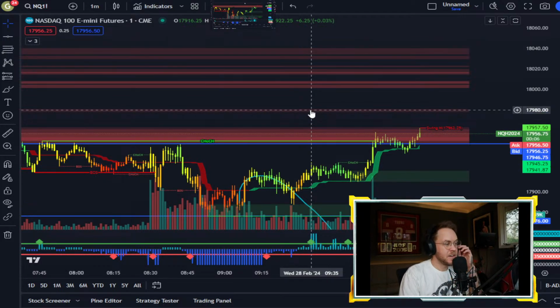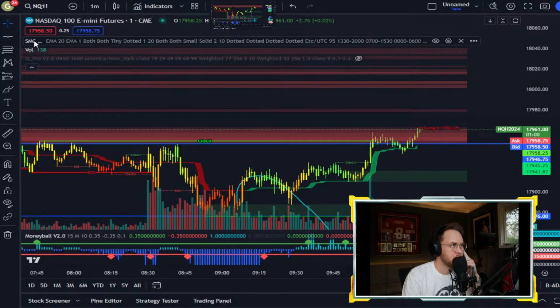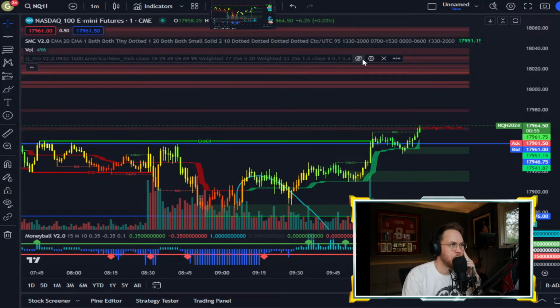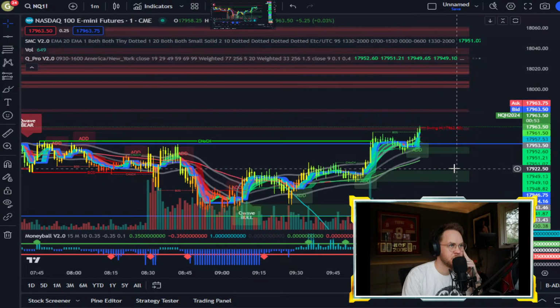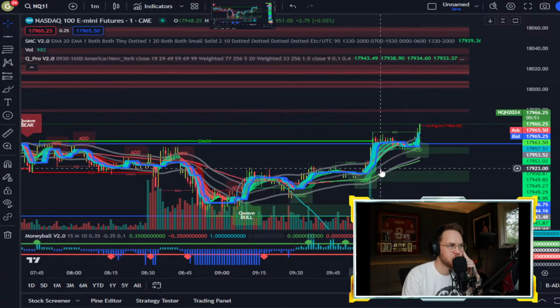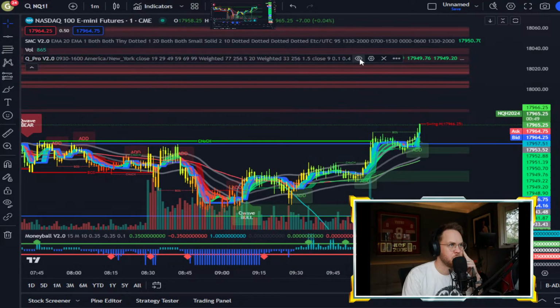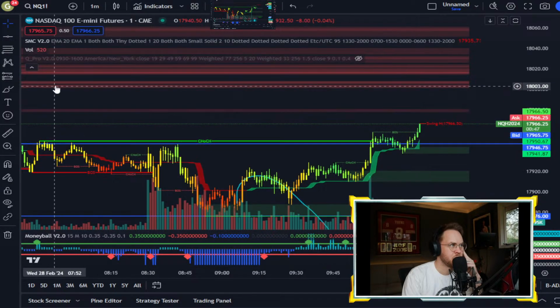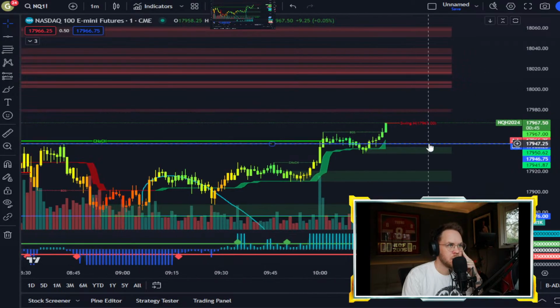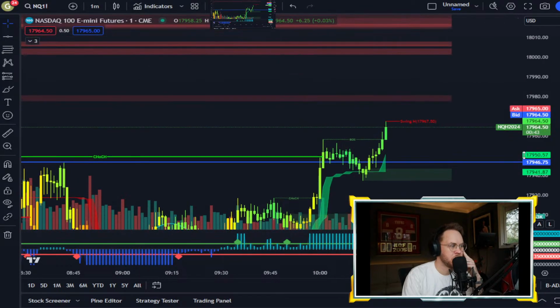Yes, this is the QuantView indicator. Smart money concepts and smart money concepts v2. And then Q Pro, I have that turned off. Q Pro gets kind of confusing if I turn this on. It's a lot of gibberish. I don't use Q Pro while I'm trading, but I'll look at it when I'm doing my analysis before I trade.